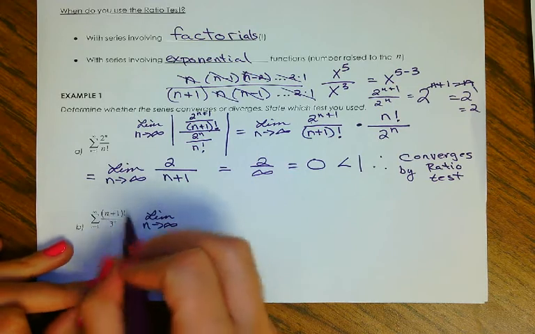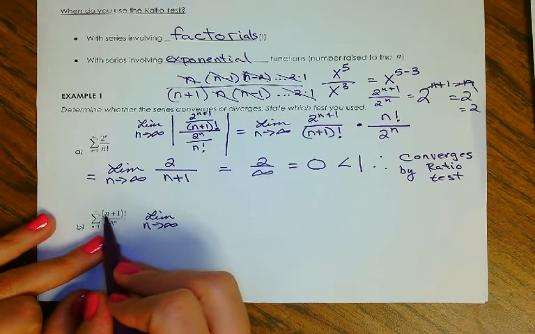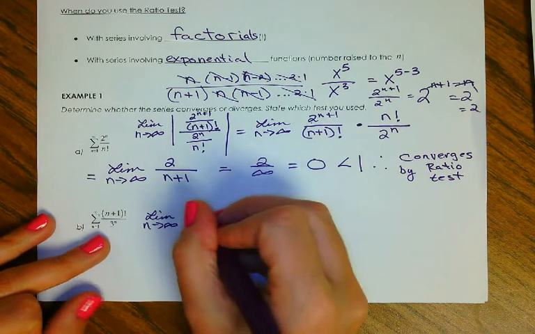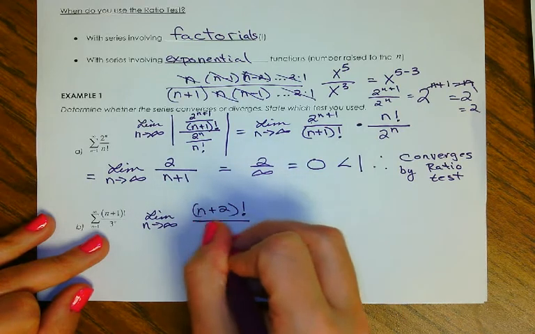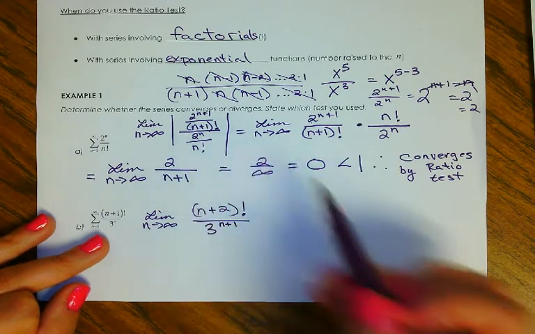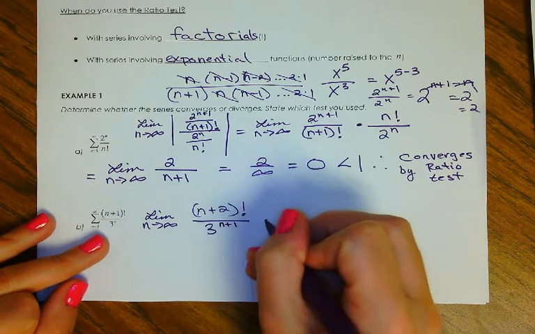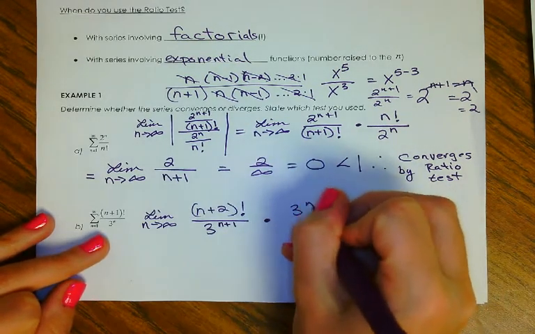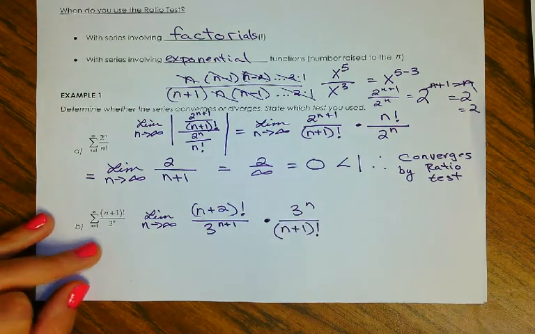But basically you take the original, but you add 1 wherever you see an n. So if you replace this n with an n plus 1, you get n plus 1 plus 1. Well, that's 2, right? So you have the limit of n plus 2 factorial now, divided by 3 to the n plus 1. So there's the step where I'm replacing all the n's with n plus 1. Normally I divide by the original, but I'm going to save some paper and multiply by the reciprocal of this. So that'll be this, and then an n plus 1 factorial there.